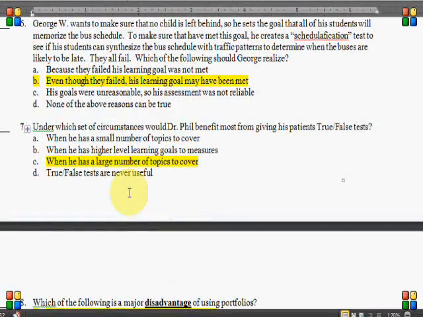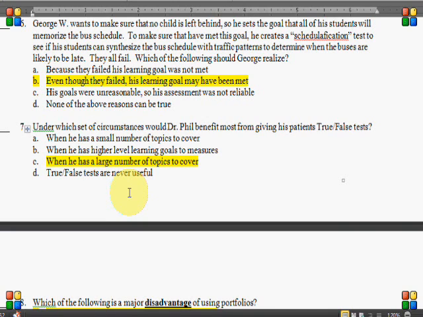Question 7, under which set of circumstances would Dr. Phil benefit most from giving his patients true-false tests? The only time true-false tests really come in handy is when you have a lot of different topics to cover, and so a lot of different questions or information bits to be assessed on, and true-false is really the quickest way to go through all those things, because you just have to read one statement and make a judgment about it. If you had a multiple choice question, you have to read a statement and then choose between 4 options, and reading those options takes a while.